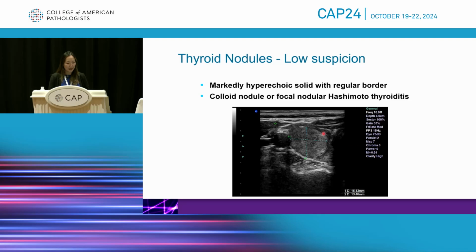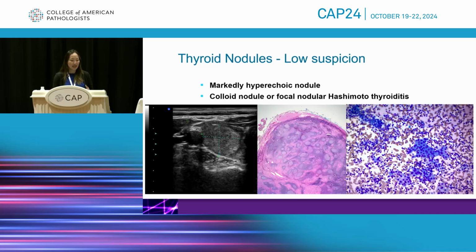Other low suspicion nodules would be markedly hyperechoic solid nodules with a regular border. These tend to be colloid nodules, or you can have focal nodular Hashimoto's. This one, if you look really closely, looks a little bit moth-eaten, that there are little black spaces in there. And if you hear the word moth-eaten on ultrasound of thyroids, it is basically a buzzword for thyroiditis, and specifically chronic lymphocytic thyroiditis or Hashimoto's. And again, I think it's really nice because you can get this kind of gross image, right? So you've got your little hypoechoic areas, which correlate with your lymphoid follicles in really florid Hashimoto's. And then here's your very nice, beautiful FNA from a case of chronic lymphocytic thyroiditis.